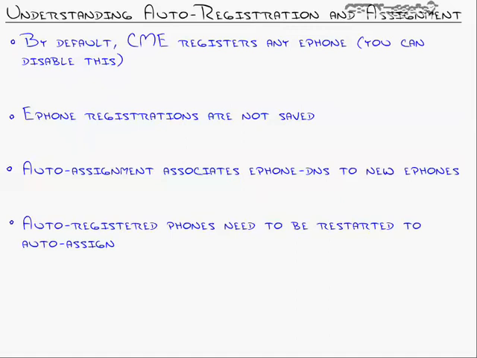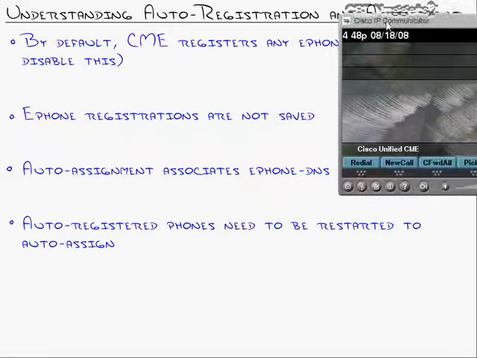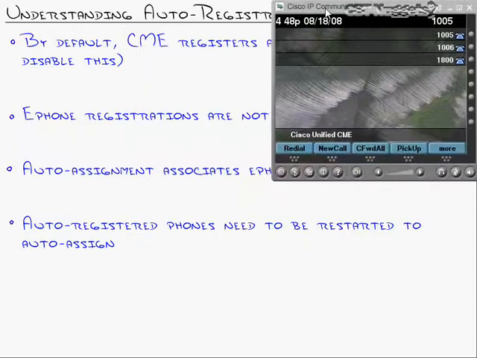Auto registration on CME is on by default, and this is the feature that allows an ePhone that does not have an ePhone entry in the running configuration of CME to come and try and register. As a matter of fact, let me show this to you, and I think we saw this early on in the video. I've got this, which is currently ePhone 5 right now, right?